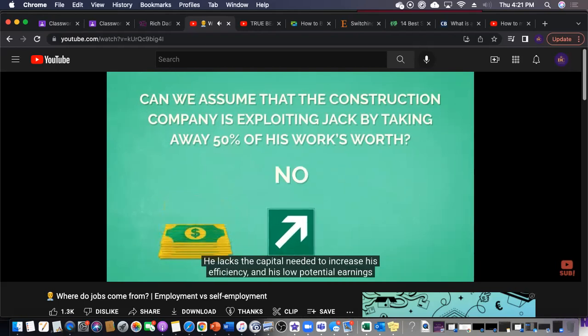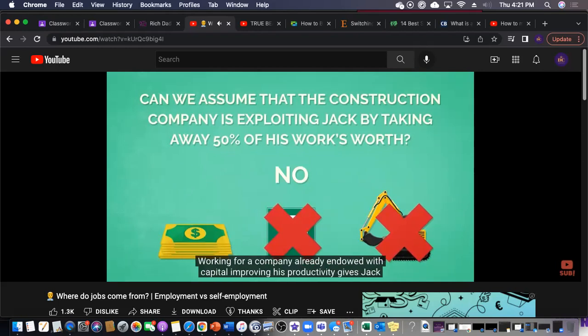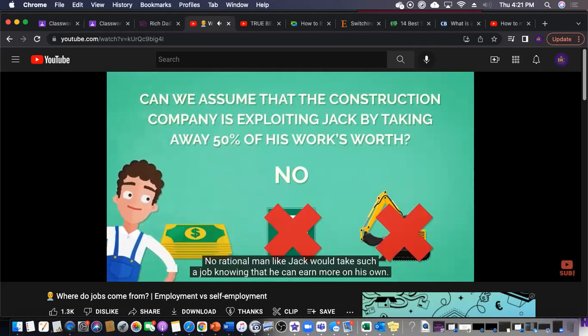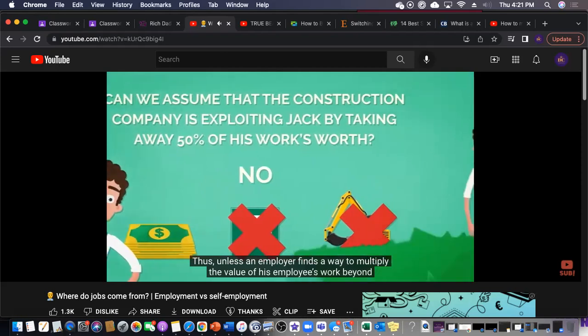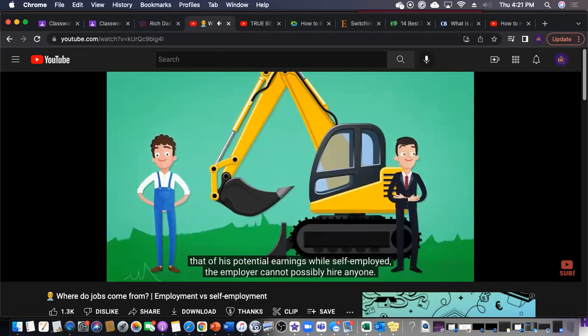He lacks the capital needed to increase his efficiency, and his low potential earnings make it harder for him to save up and invest in buying his own excavator. Working for a company already endowed with capital, improving his productivity, gives Jack a chance for a better life. No rational man like Jack would take such a job knowing that he can earn more on his own. Thus, unless an employer finds a way to multiply the value of his employee's work beyond that of his potential earnings while self-employed, the employer cannot possibly hire anyone.